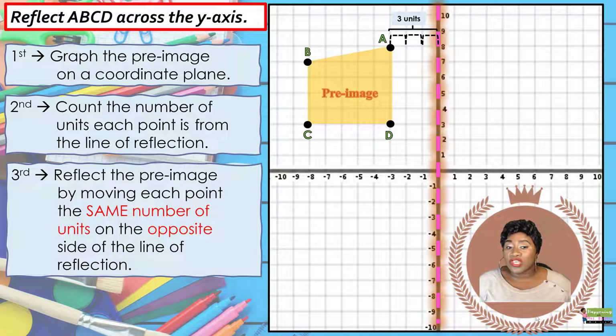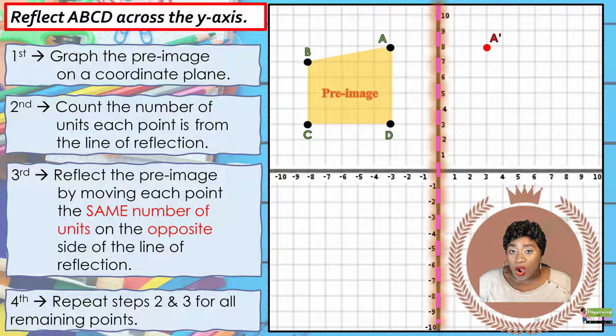Then we reflect the pre-image by moving each point the same number of units on the opposite side of the line of reflection. Since point A is 3 units from the y-axis, we move over 3 units in the opposite direction, and this becomes A prime. Step 4, we repeat steps 2 and 3 for all remaining points.